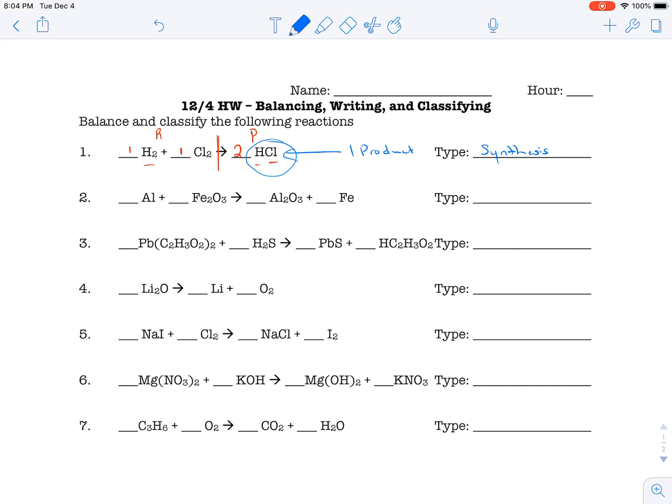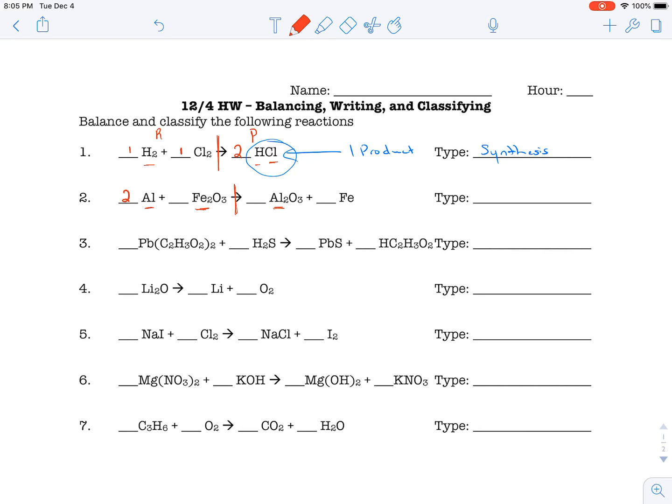If we go to number 2, we're going to work the same way. Remember, we're trying to get the same number of atoms of each element on each side. If we just start with the first one we see, Al, I've got 1 Al here and 2 Al's there. So I need 2 Al's on this side, and I'm going to do that by putting a 2 there. Now we keep rolling. We want to save O for last. So we keep going. We get to Fe.